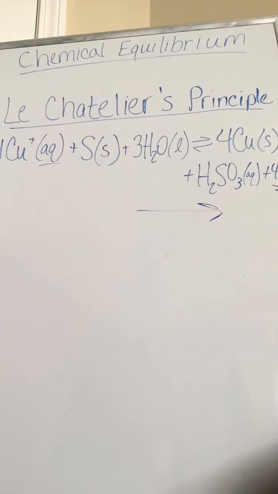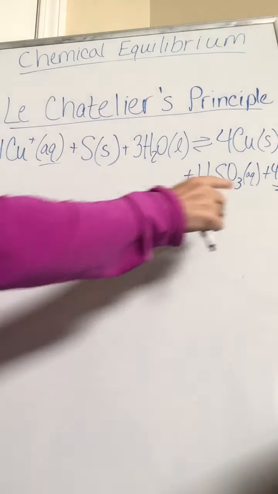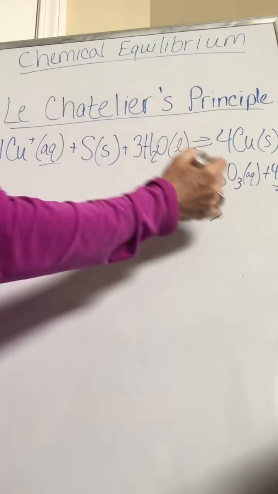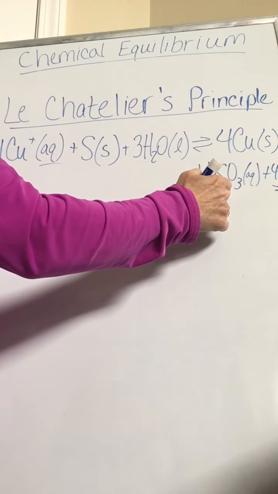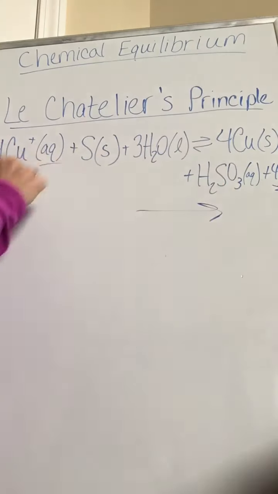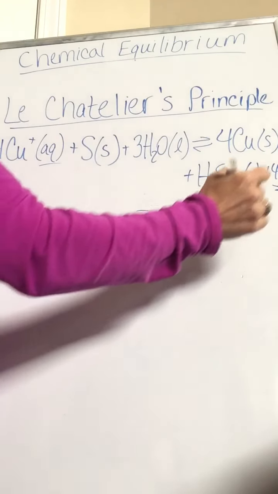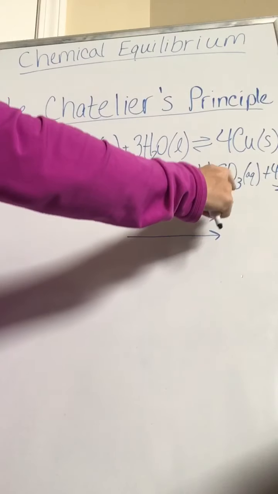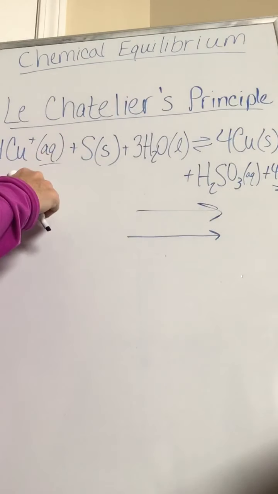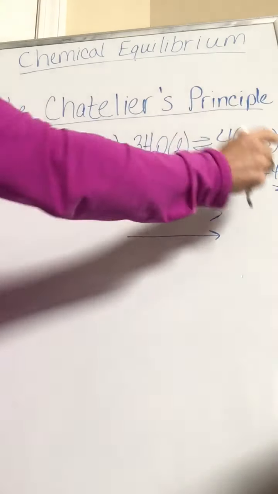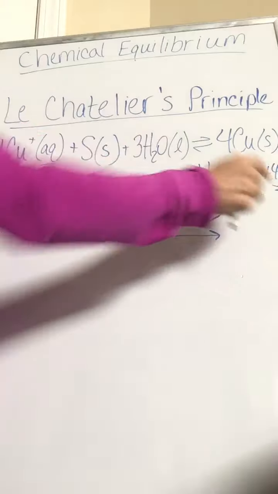The next part, B, says what will happen to the concentration of H+ if H2SO3 is removed. Well, we're looking at a product again. If we remove a product, we lowered the concentration of this, that means these increase. So it's also going to increase the amount of H+, because decreasing a product is like increasing a reactant. If you decrease a product, it has the same effect as if you increase a reactant.